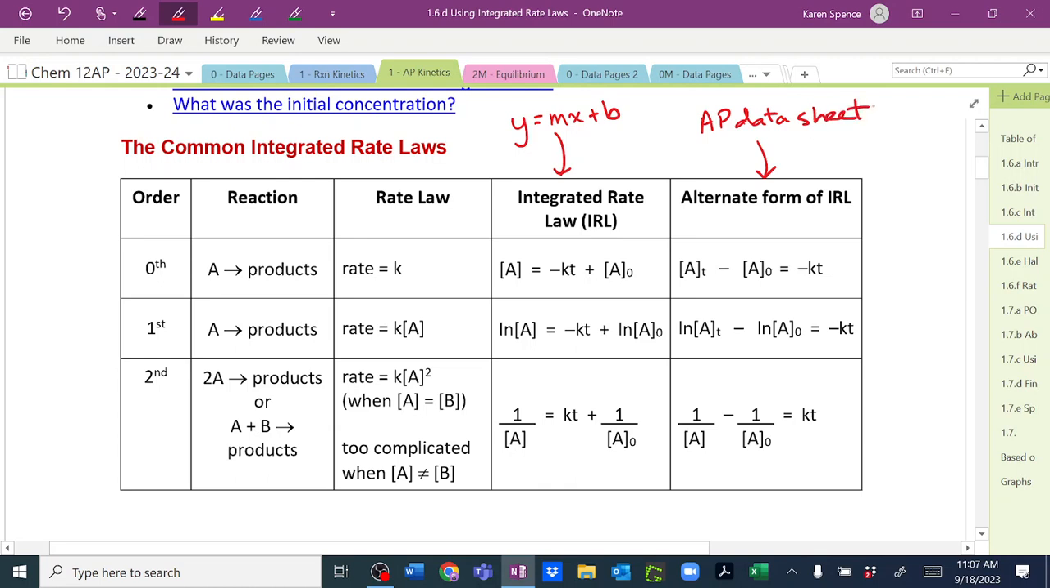It's not just the AP data sheet that uses it that way. It's a very typical format to find it in. And then of course we have the unintegrated rate law, which is known as the differential rate law. Not that you need to know that. That's the differential rate law. Okay, so those are our summaries.